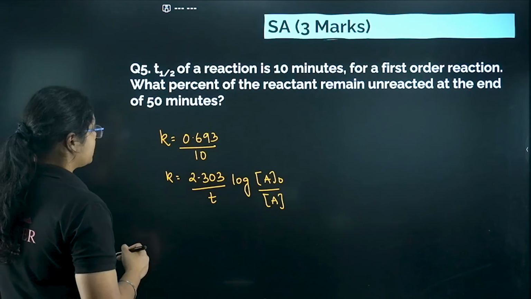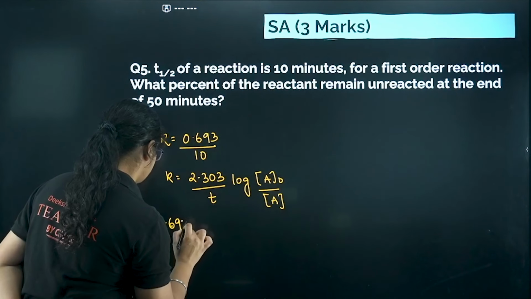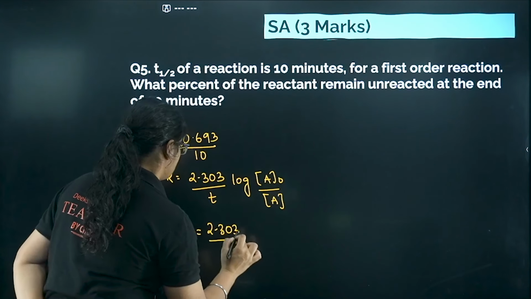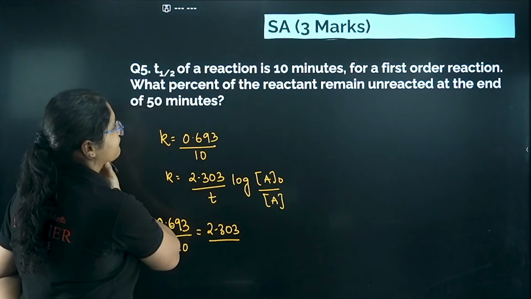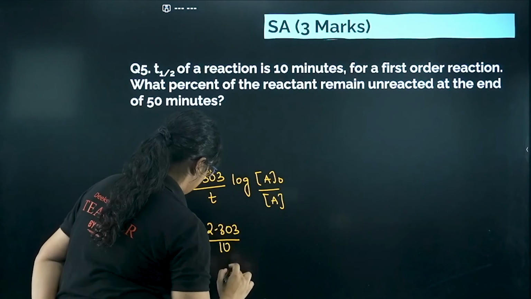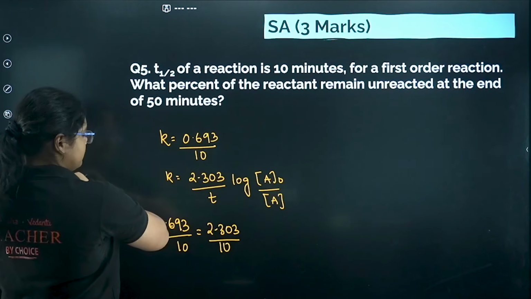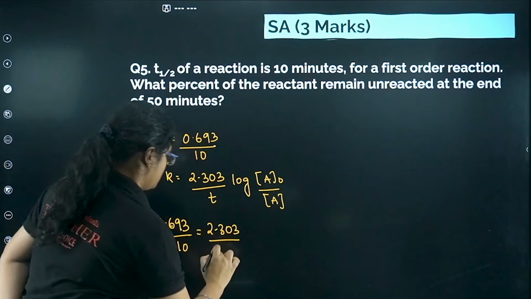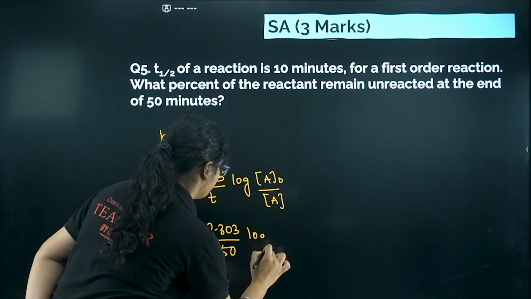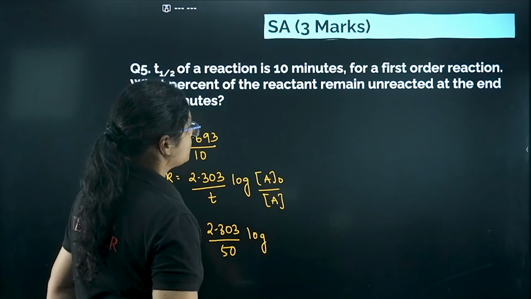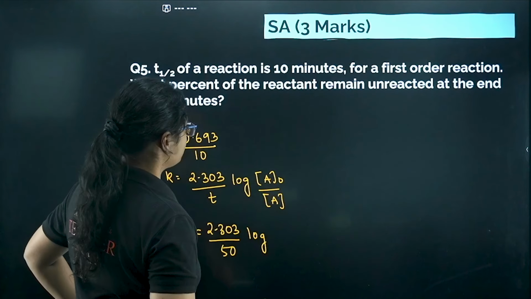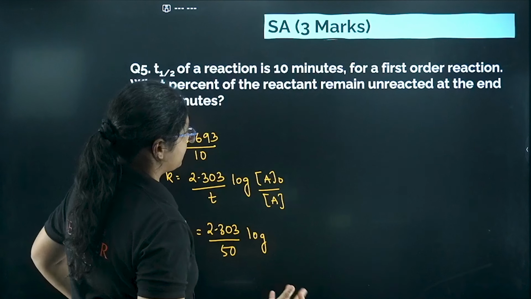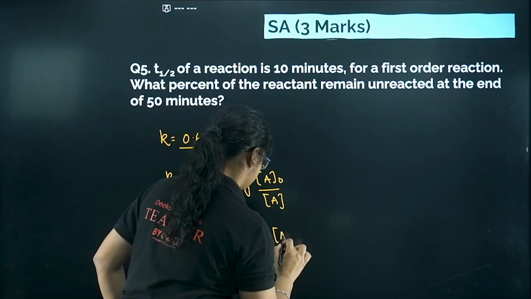So how can I find it? k value is 0.693 by 10, equal to 2.303 by t. Now time value is how much? Time value is 10 minutes, right? No, the question is asking for 50 minutes, so I'll have to write 50 here, log of A naught by A. What percentage of the reactant remained unreacted? So let us just find this fraction A naught by A.